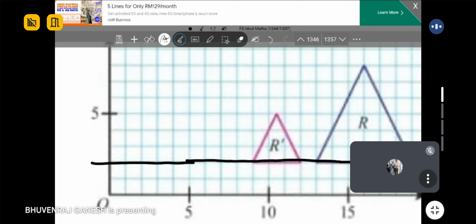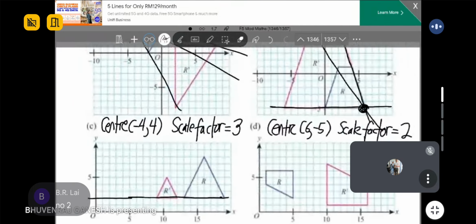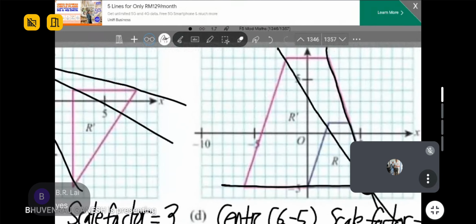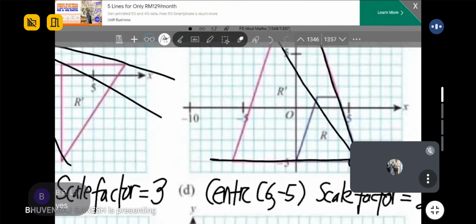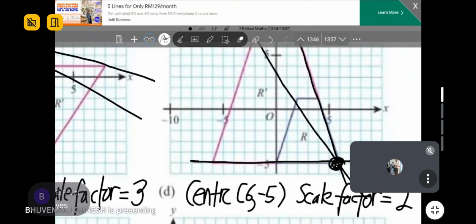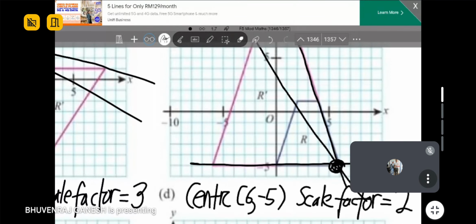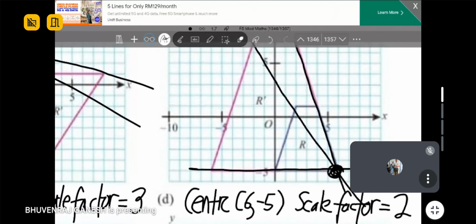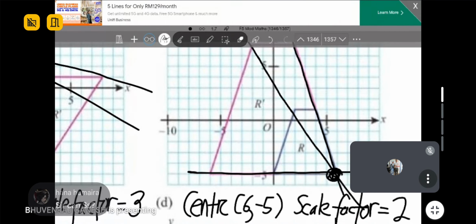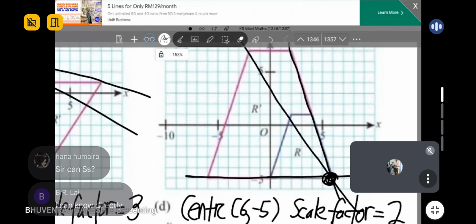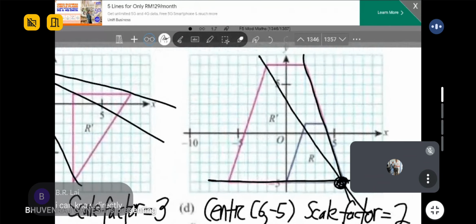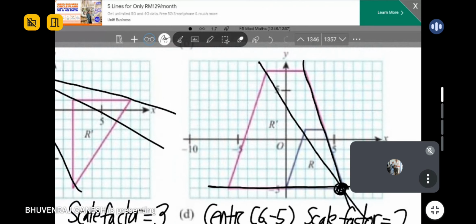Just now that question. Which one? Can you send it back? Oh, number 2. You mean this one? So what about it? I'll send it in the group. I can know directly.